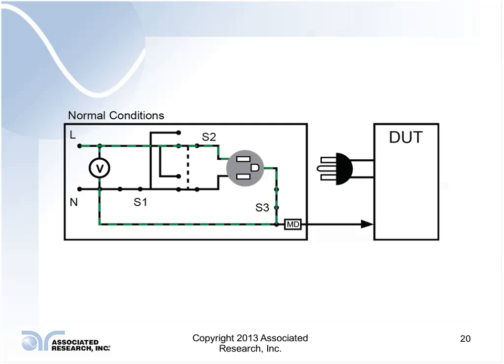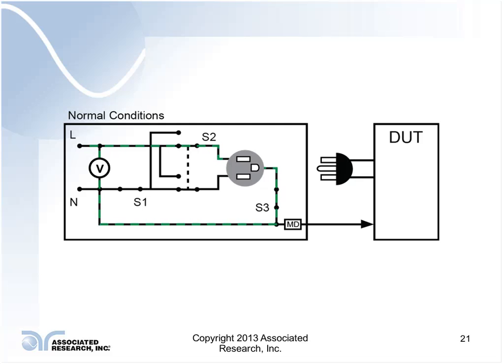So in normal conditions, you can see that our current is flowing from line to neutral right across S3, and it's pretty much bypassing the measuring device. So this is something to keep in mind when you're running a line leakage test. I actually get this call quite a bit, or I used to when I was doing more applications work, where people would call and they'd say, hey, I'm running a line leakage test with your unit, and I'm not really seeing any leakage current, and I know my device should have some.